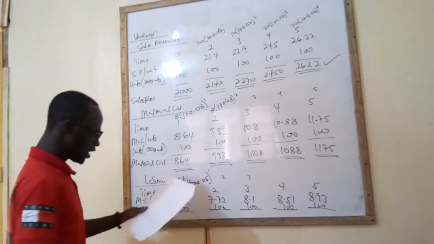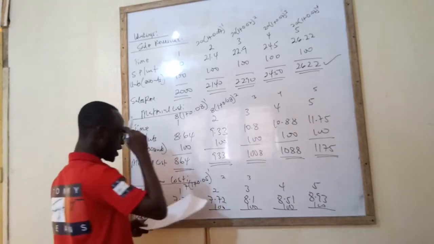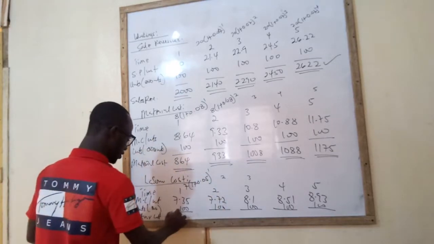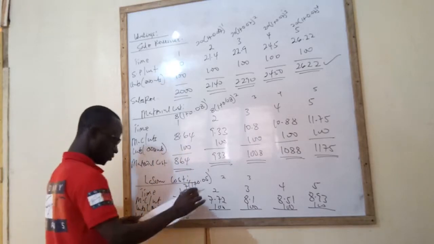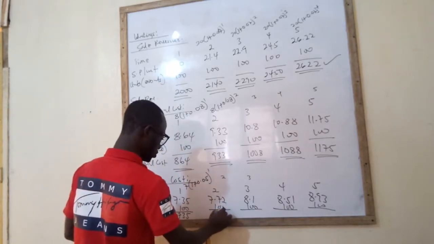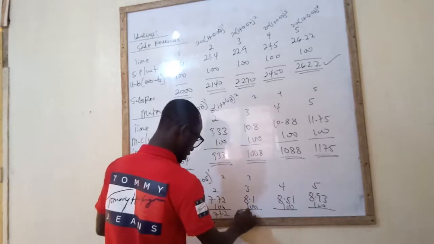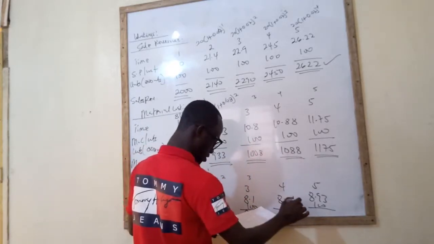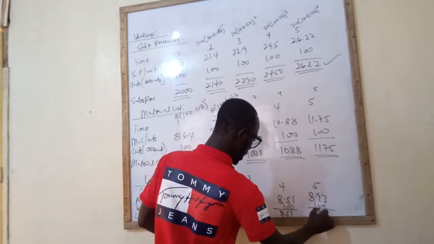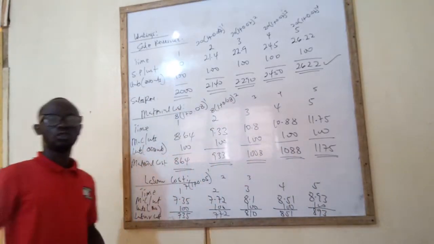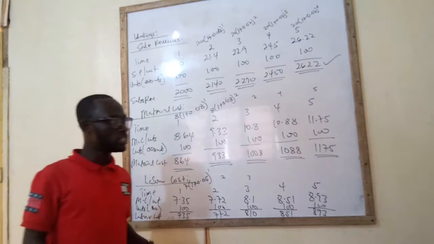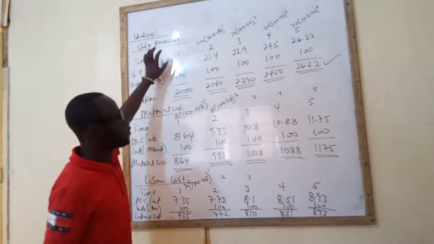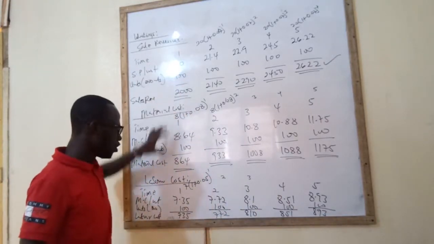So if we look at that, where we multiply, we're going to get 735, 772, 810, 851, and then 893. So that is the first workings, or the first three workings for the sales revenue, material cost, and labor cost.